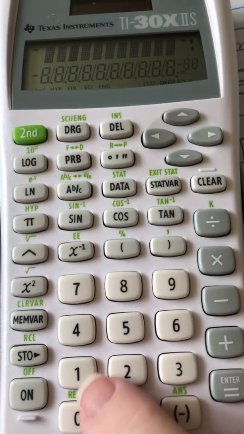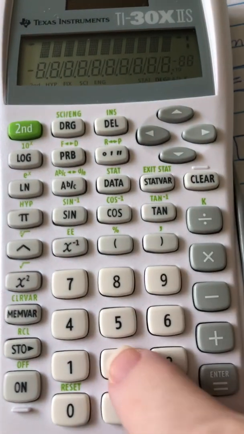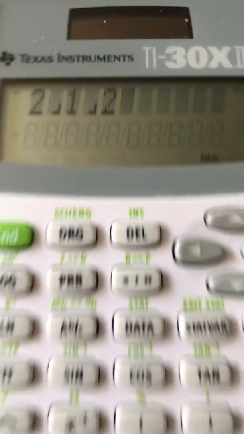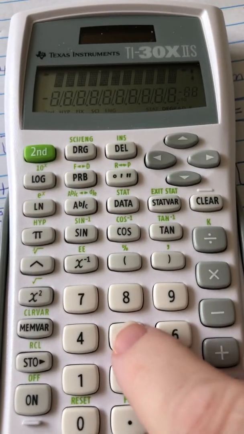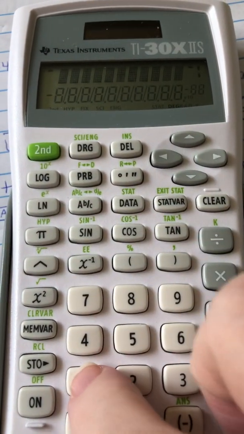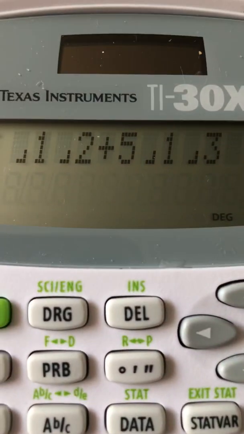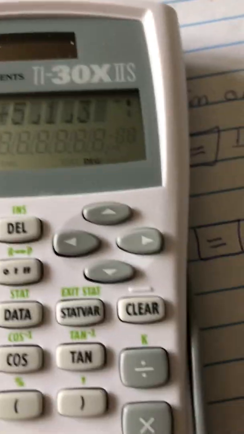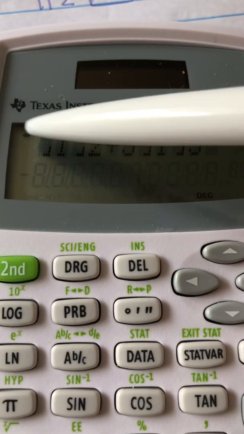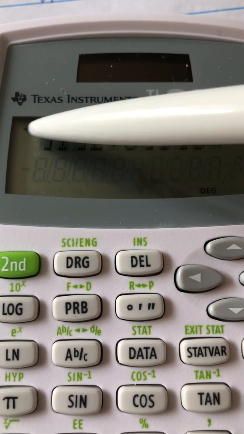2 fraction line 1 fraction line 2. That's 2 1/2 plus 5 1/3. So 5 fraction line 1 fraction line 3. 2 1/2 plus 5 1/3. And if you notice on my screen it didn't have room for everything, it kind of cut off, but see that little arrow there? It's saying, hey, there's more to this.